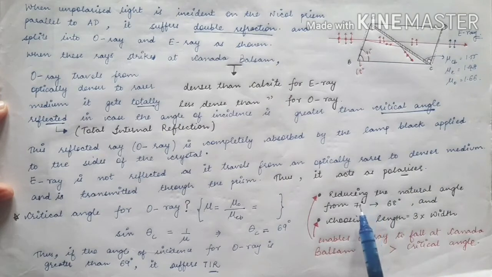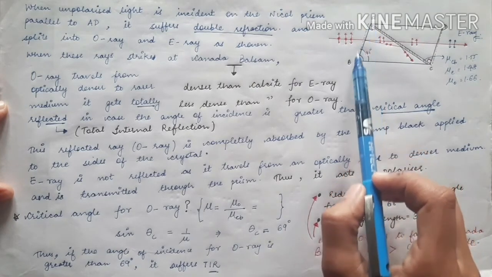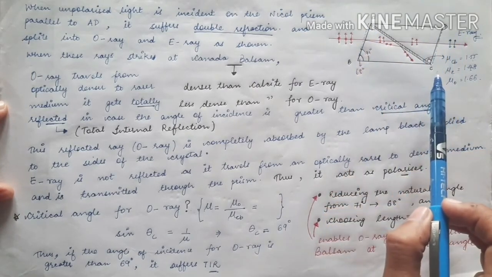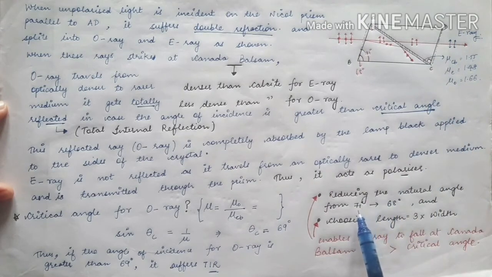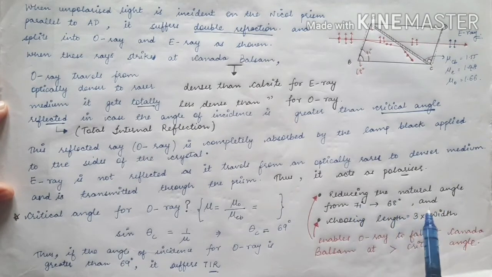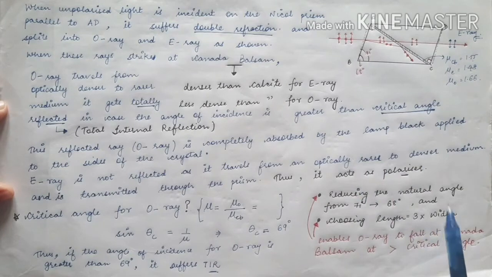Now, why do we reduce the acute angle from 71 degrees to 68 degrees? We have already said that we grind and polish these two end faces of the crystal so as to reduce the angle from 71 degrees to 68 degrees. So we reduce the natural angle of 71 degrees to 68 degrees, and also we keep the length of the prism almost 3 times that of its width.